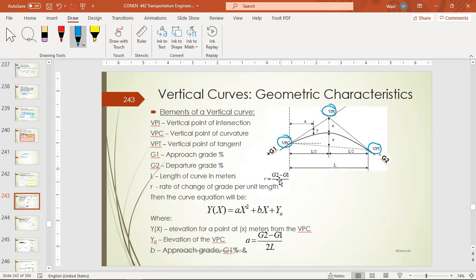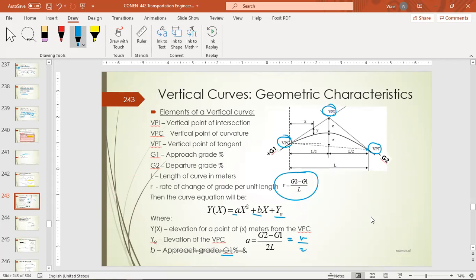Then the equation of the curve is y of x. As I mentioned, it's a parabola, a second degree formula: ax squared plus bx plus y naught, where a is basically equal to r over 2, which is G2 minus G1 divided by 2L. And b is G1. And y naught is the elevation of the VBC.